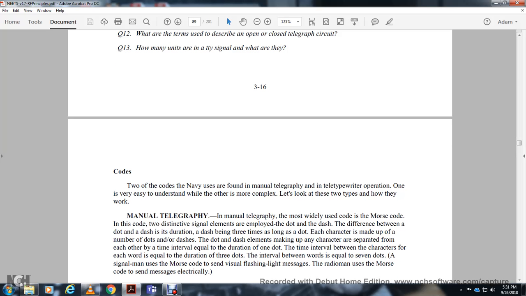Manual telegraph. Manual telegraph is most widely used with the Morse code. In this code, two distinct elements are employed: the dot and the dash. The difference between the dot and dash is duration; a dash is three times as long as a dot. Each character may be made up of a number of dots and dashes.